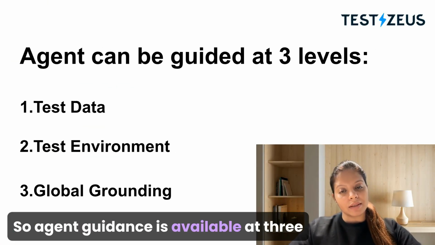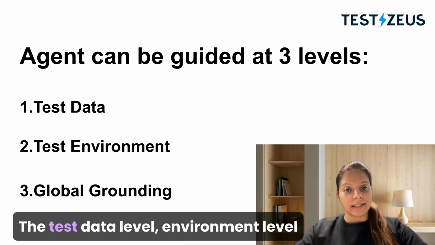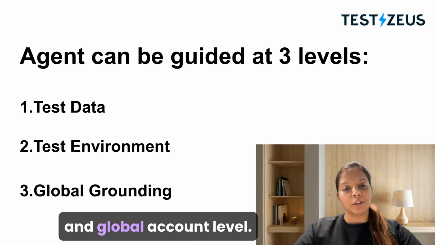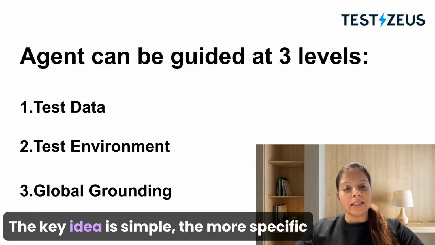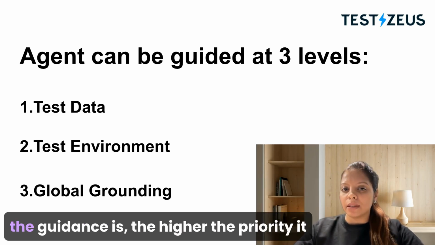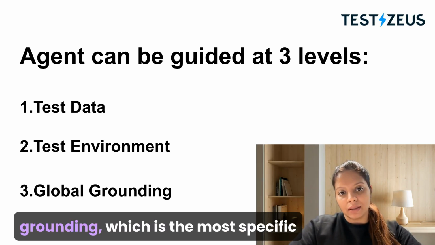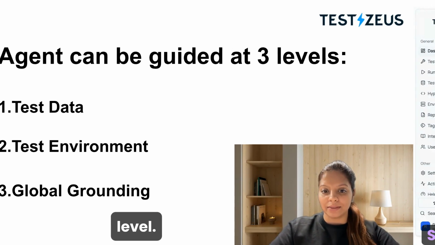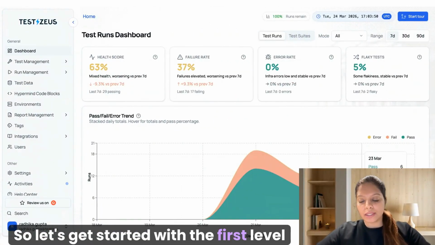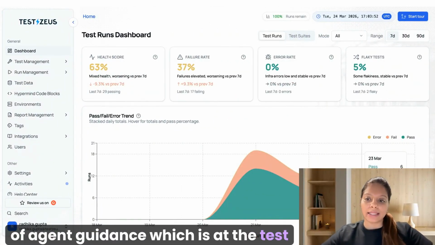So, agent guidance is available at three levels: the test data level, environment level, and global account level. The key idea is simple: the more specific the guidance is, the higher the priority it gets. So let's get started with the test level grounding, which is the most specific level. So let's get started with the first level of agent guidance, which is at the test data level.